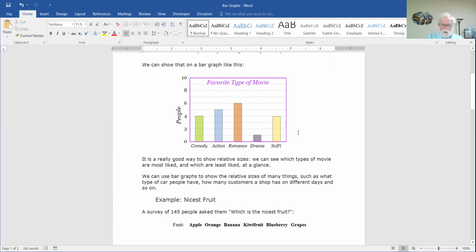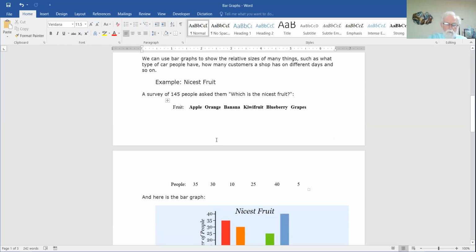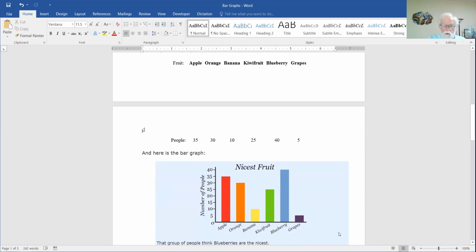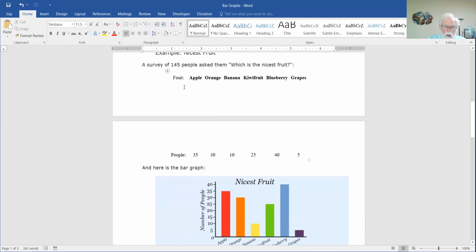Colors are a good way to set off data because it gives enough differentiation that you don't get lost wondering what you're looking at, okay? So another one is 145 people have been asked, what is the nicest fruit? So we have a list of 6 different fruits, and your own personal favorite may not appear there, but that's the way it goes. And then the number of people who chose each one as their favorite.